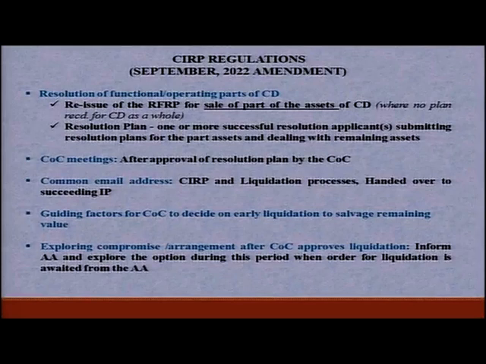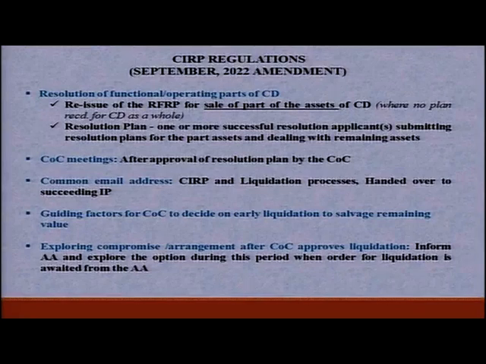We have also provided guiding factors to decide on an early liquidation of the company in case there is very little value left in the company, and whatever little value could be salvaged can be salvaged. The law already provides for it. We have only provided the guiding factors based on which the COC can take a conscious decision as to whether the company needs to be taken to an early liquidation.